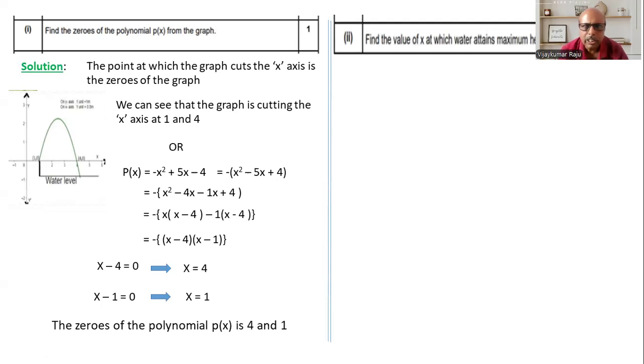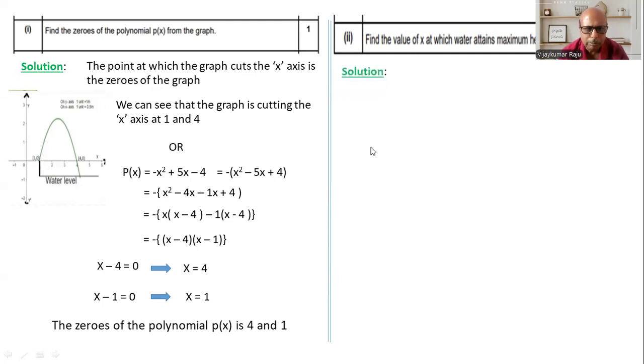Find the value of x at which the water attains the maximum height. Now if you see this graph, this is the maximum height. So at what point on x is the water at the maximum height?